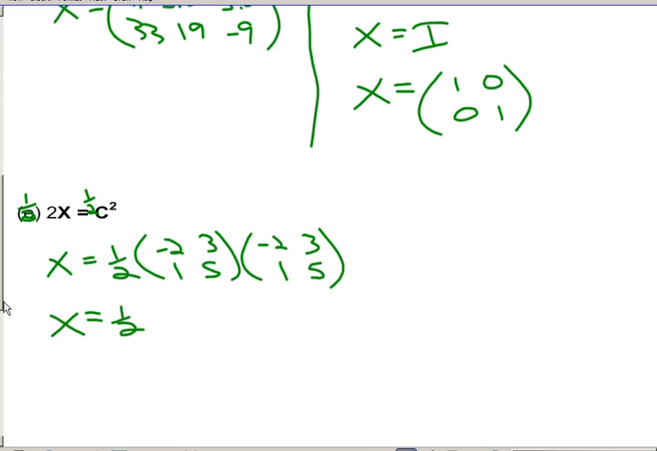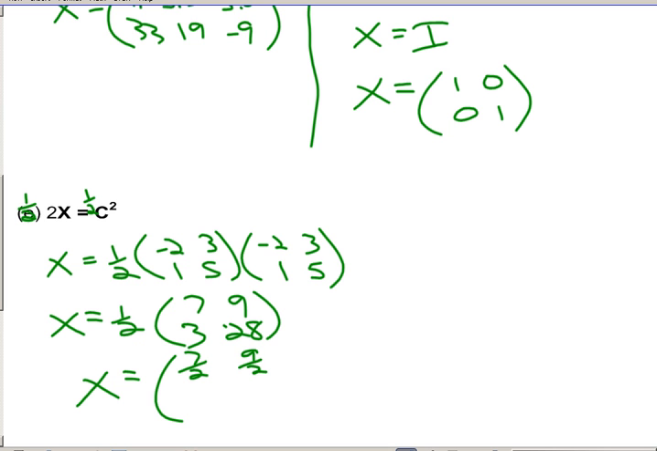And we're just going to multiply through. So negative 2 times negative 2, and then 3 times 1. We can multiply a 2 by 2 by another 2 by 2, so this works out fine. Gives us 7 for our first entry. Negative 2 times 3, and then 3 times 5 gives us 9 for our next entry. Okay, 1 times negative 2 and 5 times 1 gives us 3, and then finally 28 for our last entry. So what is x? X is 7 over 2, 9 over 2, 3 over 2, and 28 over 2, which would be 14.